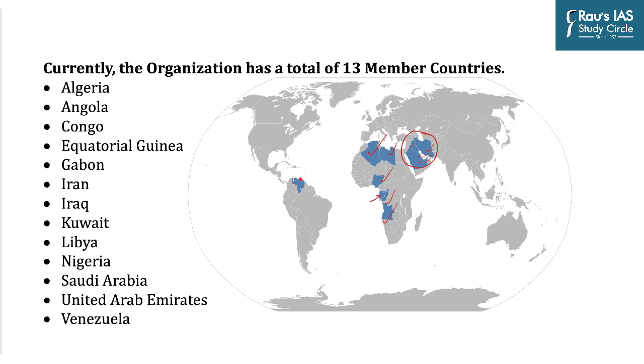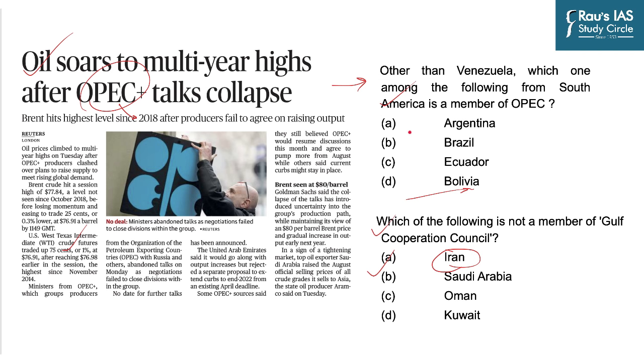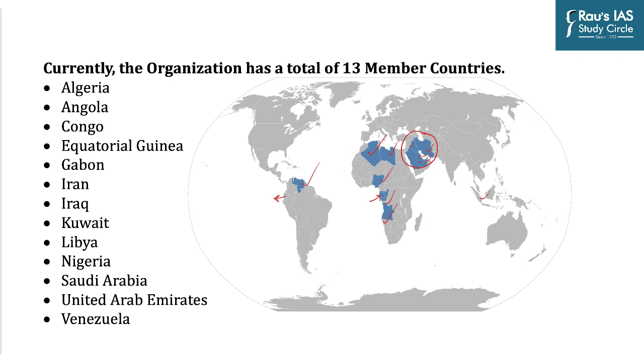And as far as South American countries are concerned, we have Venezuela. Earlier we had Ecuador as well, but now it is a former member along with Indonesia. So all these countries shaded in blue color are current existing members of OPEC. And so when this question was asked, Ecuador along with Venezuela were the members of OPEC, but no more. So if the question is asked right now, it will be reformulated, but when the question was asked in 2010, the answer was Ecuador. Let us now move on to the next news.